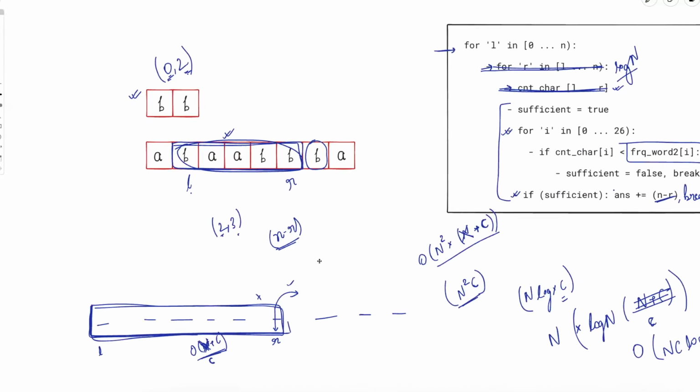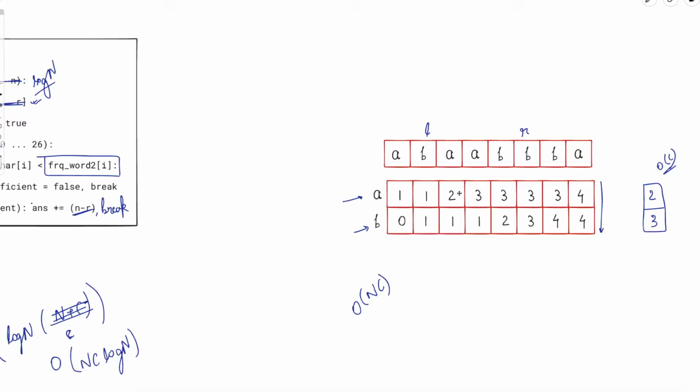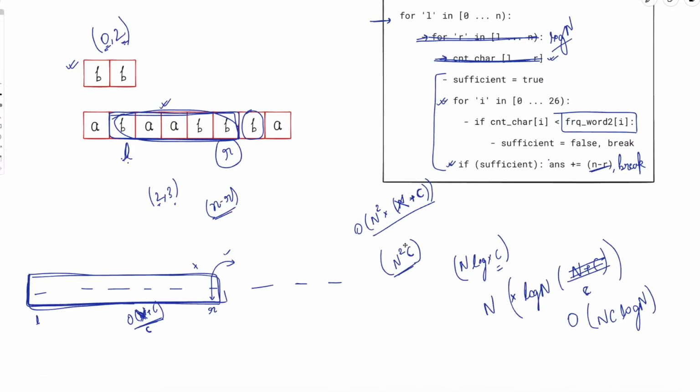So you will simply start with every starting position L. For each starting position, you will try to find out the R by doing a binary search over R. While doing binary search, you will need the frequency of everything between some L and some R. And for that, you can use this algorithm that we have discussed to get it in just order C time.